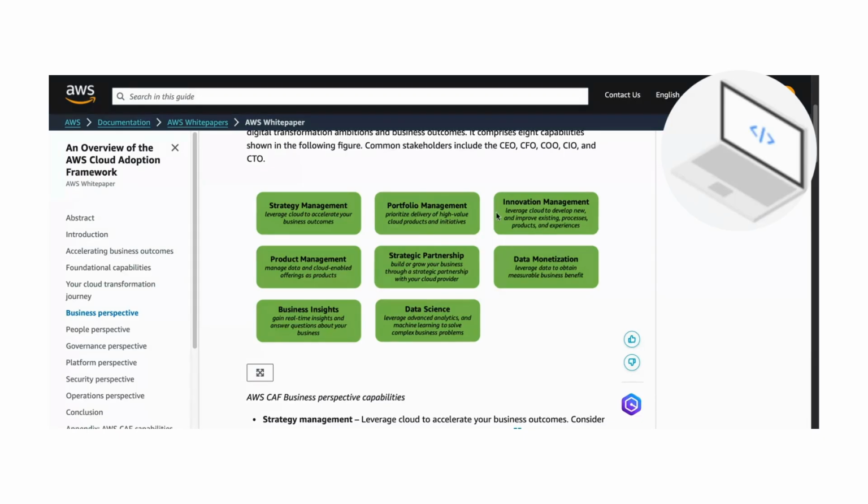Moving on to innovation management, the cloud gives us the flexibility to innovate quickly, allowing us to test new ideas with minimal risk. We should develop an innovation strategy that includes both incremental improvements and more disruptive changes. For example, we could use the cloud to streamline existing processes while also exploring entirely new business models. The goal here is to have a robust system for selecting and scaling successful ideas.